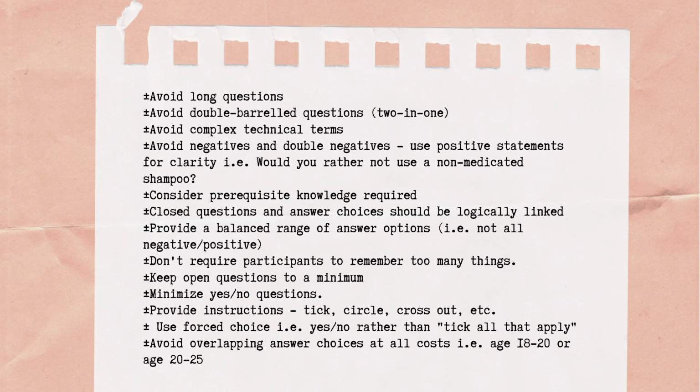Finally, the very last tip is to avoid overlapping answer choices at all costs. Don't ask people to choose between age 18 to 20 or 20 to 25, because what is the person who is age 20 going to choose? It's very confusing. So these are just a couple of tips for the development of your surveys.